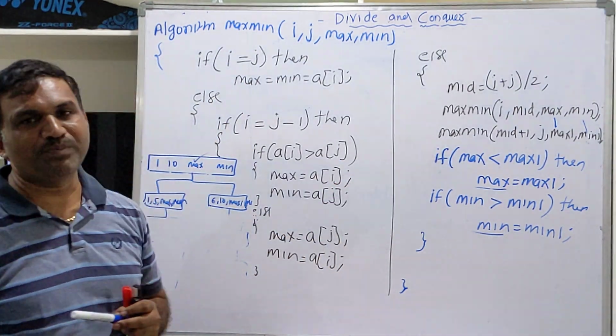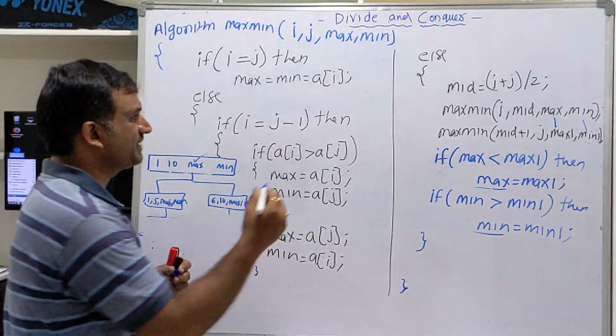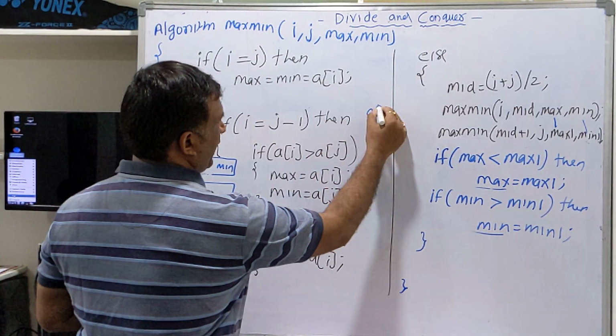Okay, so what is the time complexity of MaxMin? The time complexity of MaxMin is O of n. Are we clear?